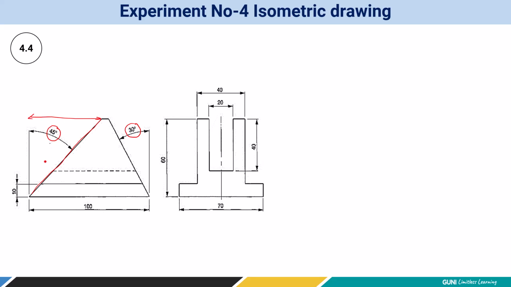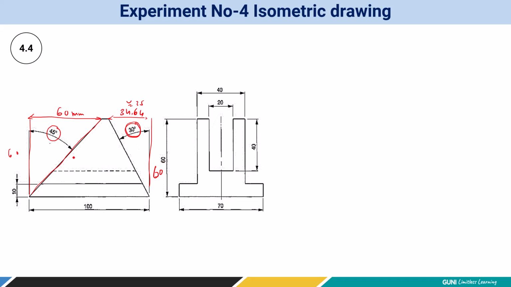If you carefully inspect it, this is 45 degrees, and the vertical dimension given is 60. So as per the mathematics, this is going to be 60 millimeter. Similarly, this is 30, and the vertical height is 60. So based on tan theta, this is going to be 34.64. So I will take it as 35, roughly.